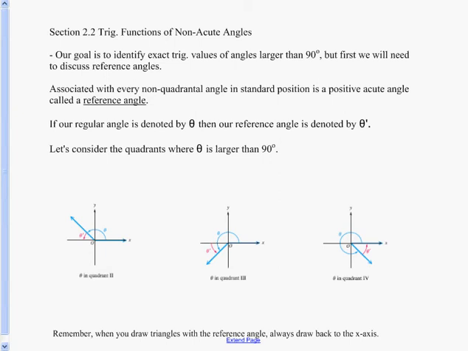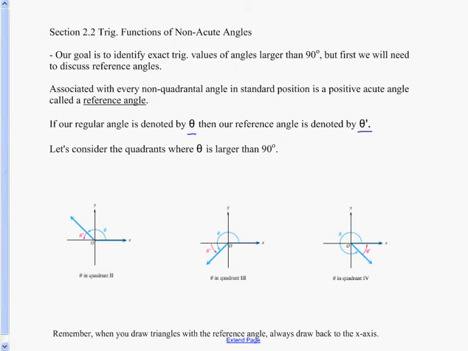Now, associated with every non-quadrantal angle in standard position is a positive acute angle known as a reference angle. If our regular angle is denoted by theta, then our reference angle is denoted by theta prime. We're going to consider our quadrants where theta is larger than 90, and look at how to find theta prime.